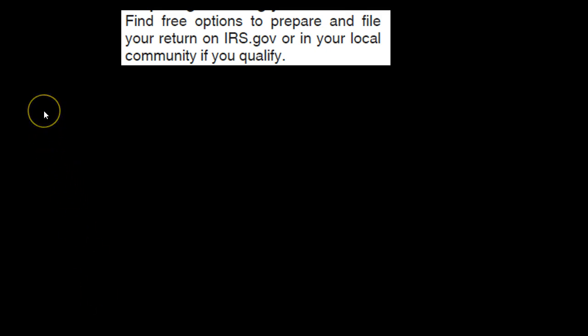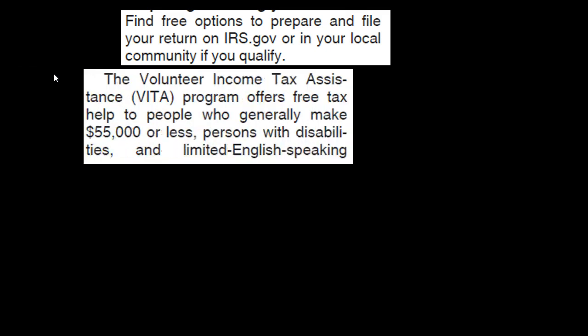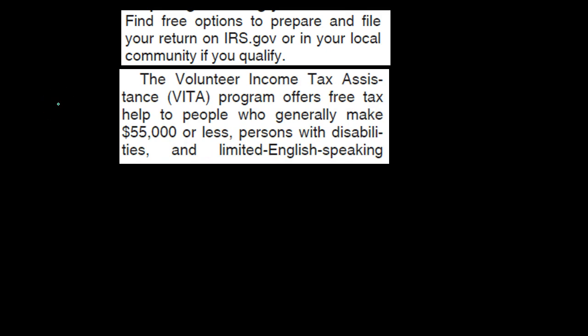Back to the text. Find free options to prepare and file your return on the irs.gov or in your local community if you qualify. So some of these, of course, will give help with the tax preparation for people that qualify for that preparation. So that's going to include, back to the text, the Volunteer Income Tax Assistance, VITA program, offers free tax help to people who generally make $55,000 or less, persons with disabilities, and limited English speaking people.